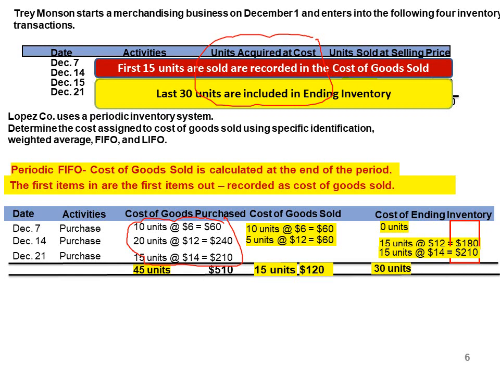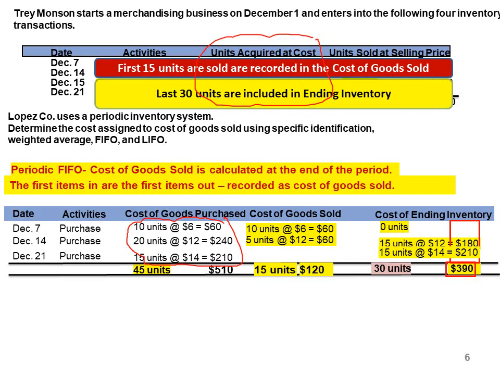Now we need to move to the third column, which is the cost of ending inventory. The cost of ending inventory, as we agreed, will be the difference between the cost of goods purchased column and the cost of goods sold column. So the remaining 30 units are included in the ending inventory. We start with December 7th. We purchased 10 units and sold them all, so no units will be ending. So we will have 0 units.